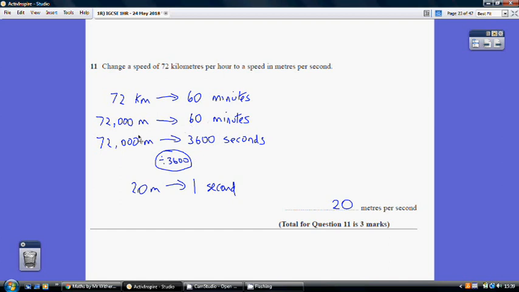But I don't want it in metres and minutes, I want it in metres and seconds. So 60 minutes is how many seconds? Well, there are 60 seconds in a minute, so if I multiply this by 60, 60 times 60 gives me 3,600 seconds. So I'm going 72,000 metres in 60 minutes, that's 72,000 metres in 3,600 seconds. Now I want metres per second, per single second. So if I divide both sides by 3,600, that's going to be metres per 1 second. So 72,000 divided by 3,600 is 20 metres in 1 second. 20 metres per second.